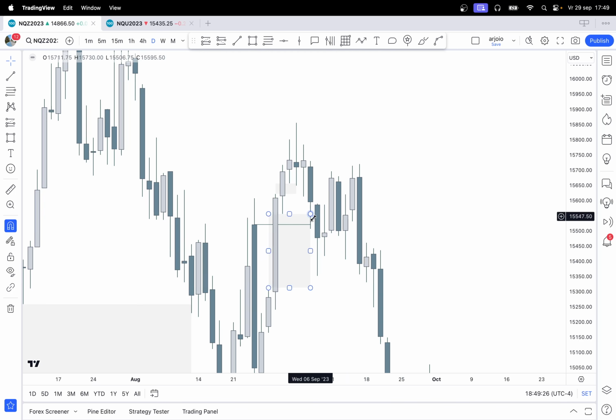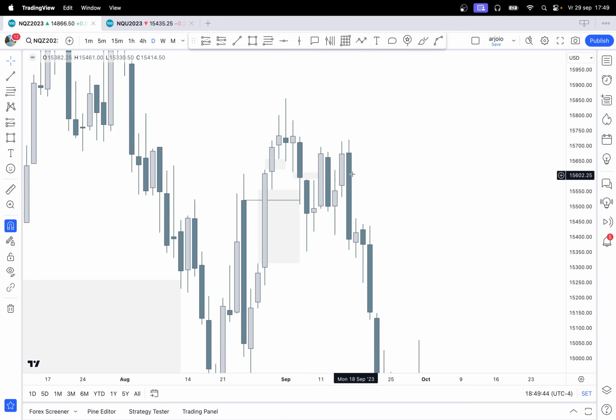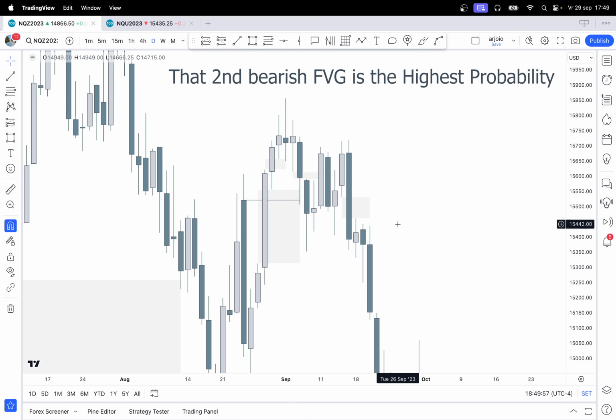Why? Because when we have this discount array sitting right there, that overlapping part, and we are not creating a new daily fair value gap higher, what is that telling you? The price has no bullish intention anymore. And what do we see? We do have this bearish fair value gap right there. So again, do you need to get involved in this price action right here? No, that is no man's land. But what can you see afterwards? You can see that we are again creating a new bearish fair value gap right there.